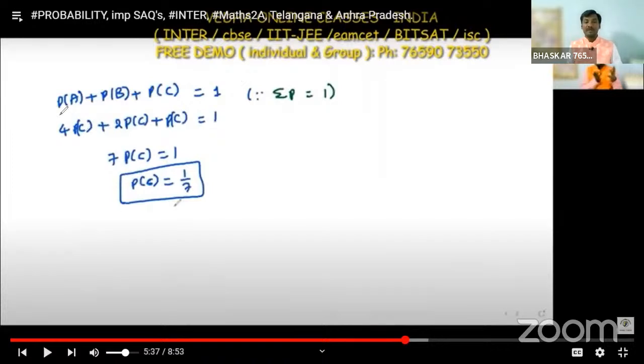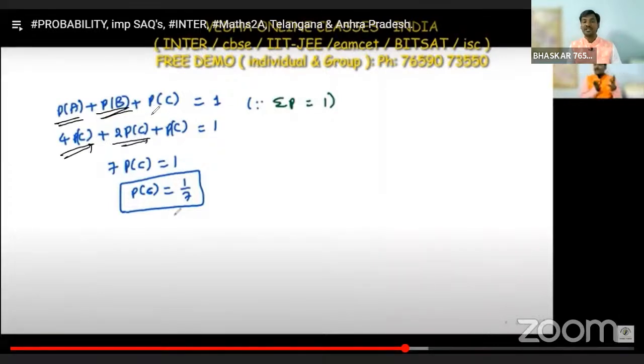Now probability of A is 4 times probability of C. Probability of B is 2 times probability of C. Probability of C is probability of C as it is. And this is equal to 1. So 4 times probability of C plus 2 times probability of C plus 1 time probability of C, total 7 times probability of C, equals 1. So probability of C is 1 by 7, meaning out of 7 times, horse C will win the race 1 time.